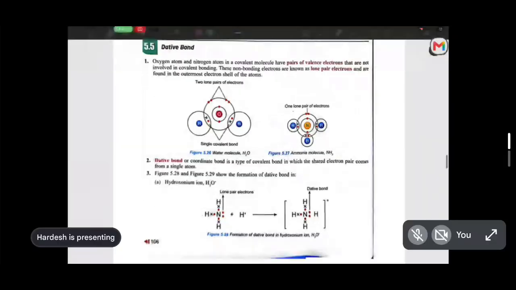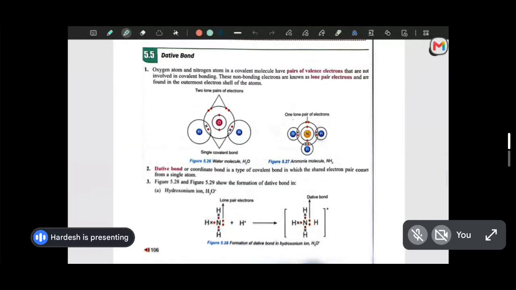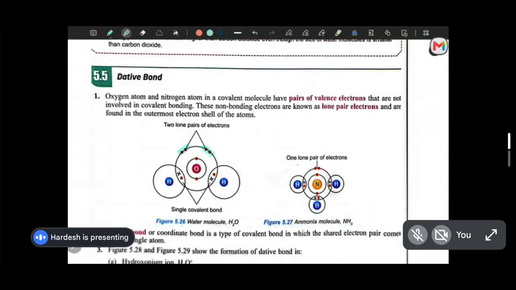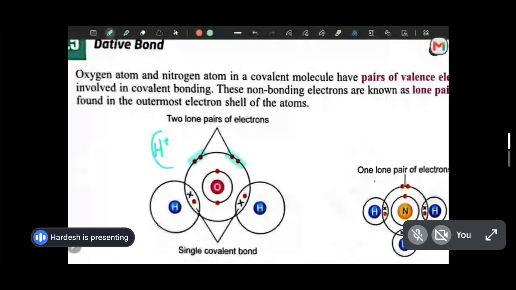Okay, so when you look at dative bond, basically, what is it? It's what happens when, let's say you have an oxygen atom or nitrogen atom, you've got a lone pair of electrons here. These lone pairs of electrons will be donated to an ion, for example, hydrogen ion like that. So this hydrogen, we are not talking about a hydrogen atom.